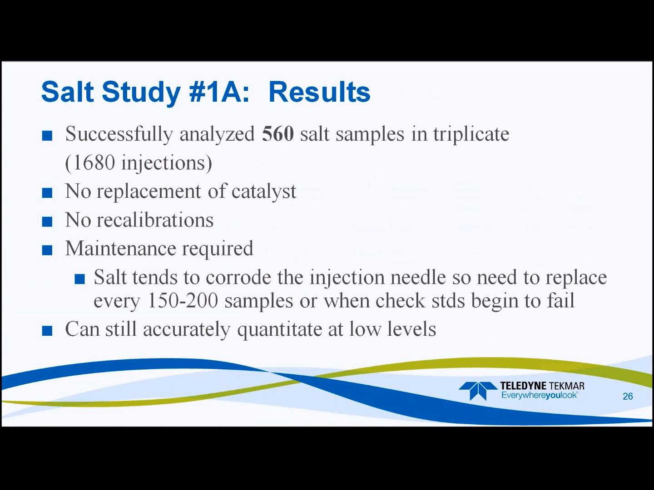So with this salt study, we were able to successfully analyze 560 salt samples in triplicate. So we went over 2 times the number of samples that we were able to run with our initial setup, just by simply going to a smaller sample loop. That was 1,680 injections. We did no replacement of the catalyst. We did not recalibrate during that time.